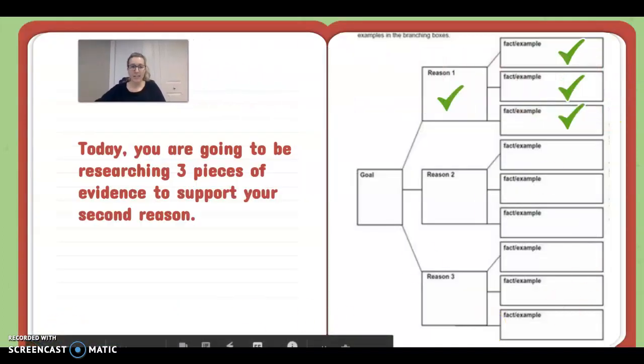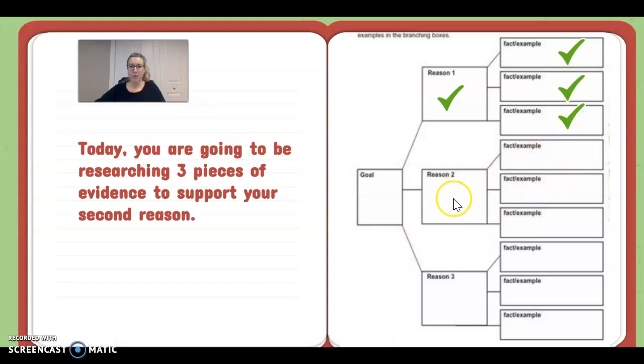So as I said, today we're working on our evidence for reason number 2. At this point, you should have reason number 1 completed as well as your 3 pieces of evidence to support your first reason. So today we're working on our 3 pieces of evidence to support reason number 2.